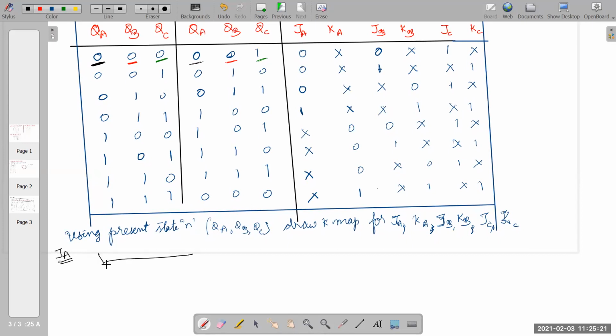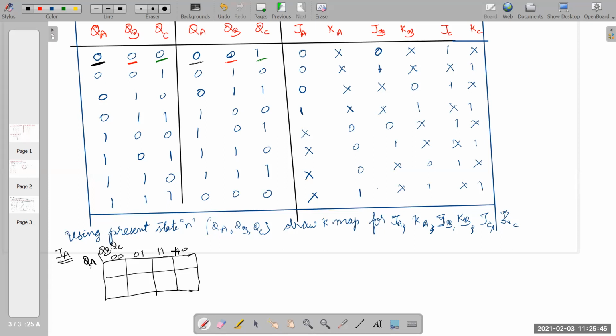I need an 8 box K map. Since I have 3 variables QA, QB and QC, 8 boxes are required. Here I am taking QA in the present state. This is QB, this is QC, 0 0 0 1 1 0 1 1, sorry, 1 1 1 0. There should be a single bit change between the adjacent boxes.